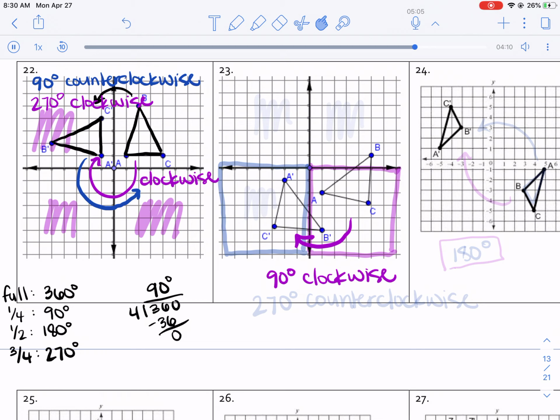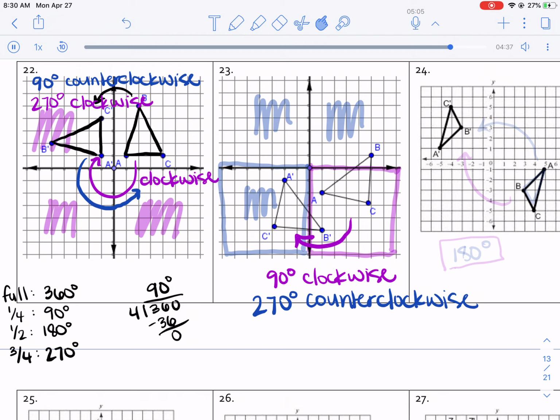Now, if we were to talk about the other way, we'd say that it moved 1, 2, 3 quadrants, so 3/4 of a turn, counterclockwise. And we know that 3/4 of a turn from what we did before is 270 degrees. So basically, anytime you have 90 one way, it's going to be 270 degrees the other way.